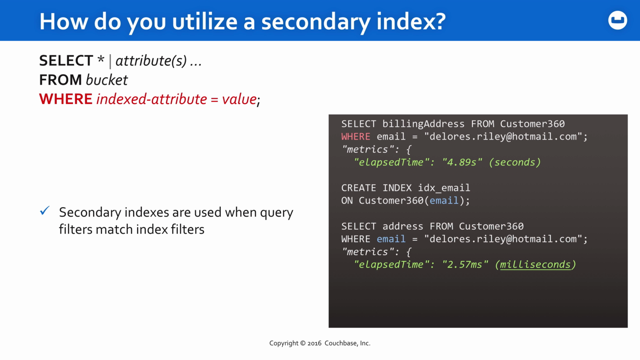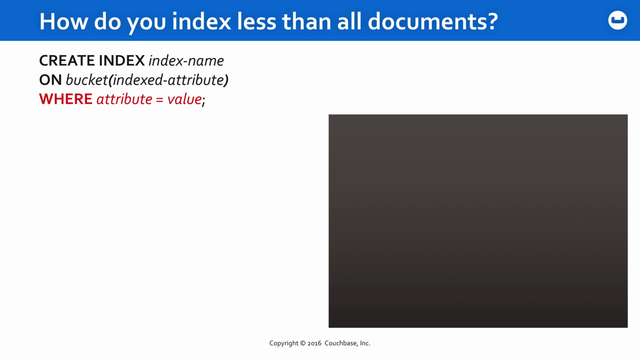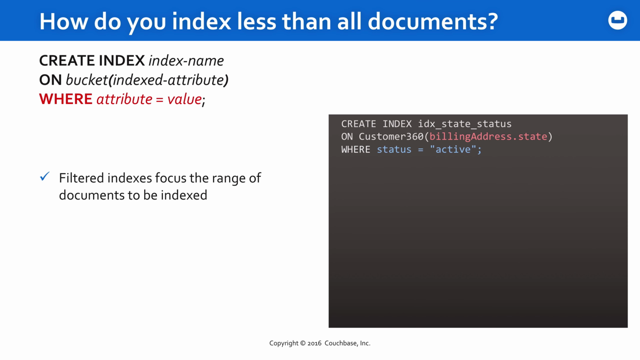Now, what if you want to index less than all documents with a particular attribute value? There's further you can go than just this, and we talk about it in the N1QL course and in the documentation. But you can filter your indexes. So I could create an index on a particular attribute, but only where some other attribute has a particular value. So here we're creating an index, state status, on the state values within billing address, but only if some other attribute of the document, status, is active. And that'll narrow the overall range.